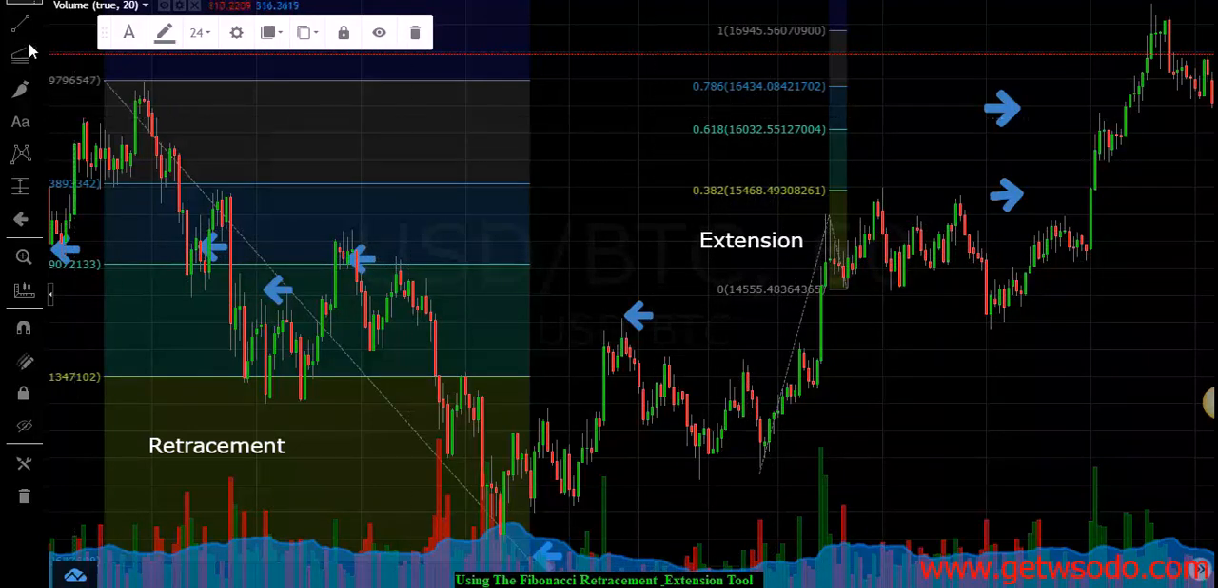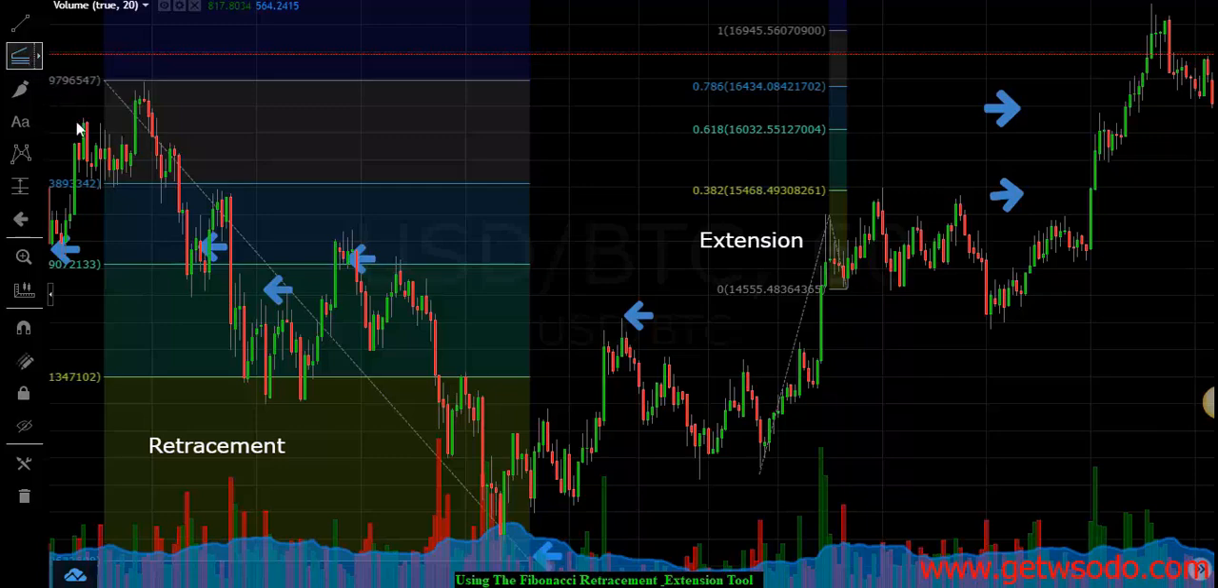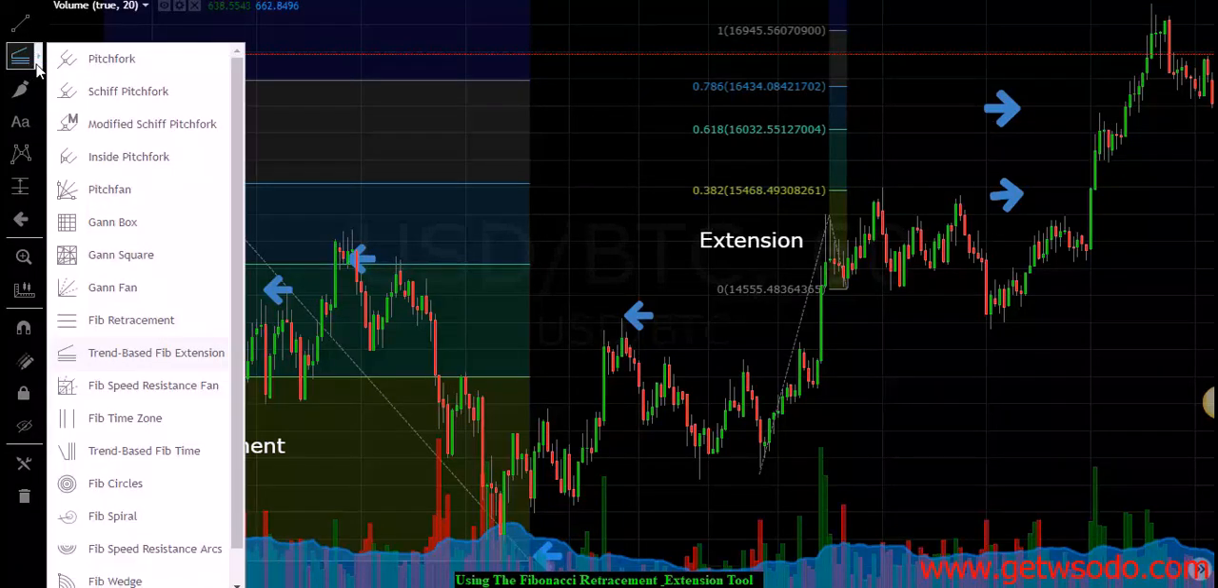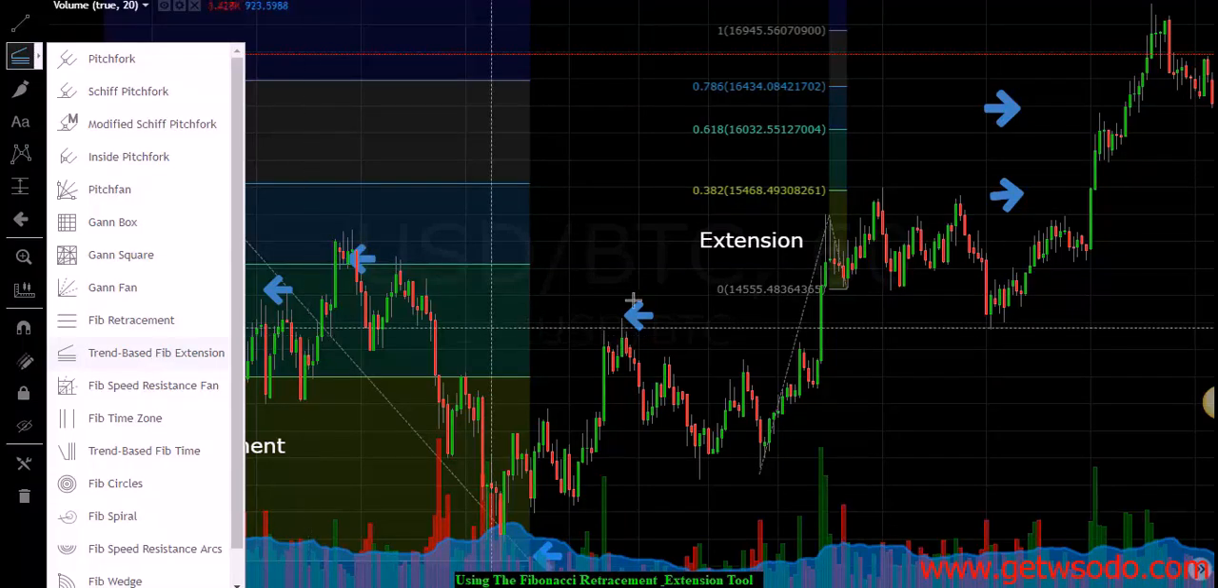And once again, Coinigy right here, you're going to click this, and you're going to be able to go to both of them right in here. You have the retracement, you have the extension. Those are the tools that you can use.